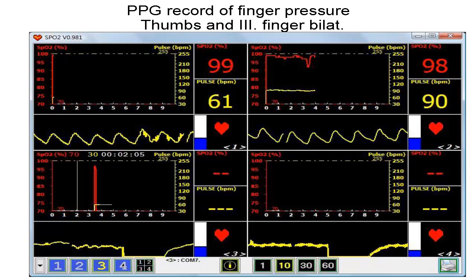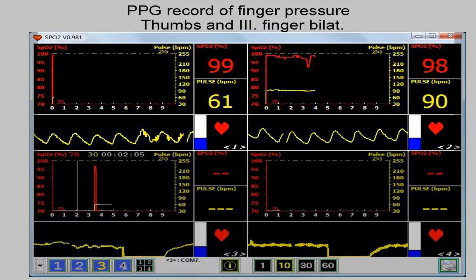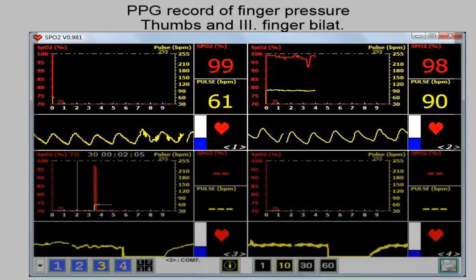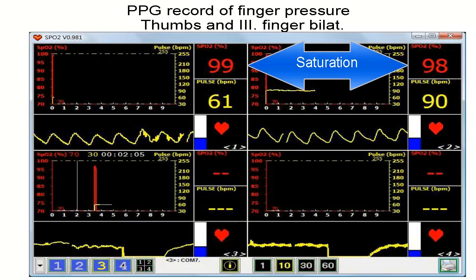Photoplethysmographic record of patient. On this slide you can see photoplethysmographic record, both thumbs and 3rd finger on both hands. We have a simple photoplethysmographic probe which allows us to record flow of 4 fingers at the same moment. In upper part there is a record of both thumbs. You are clearly able to see waveforms of pulse. This pulse is visualized with deflated finger cuff. You are able to recognize the oxygen saturation, which is normal.